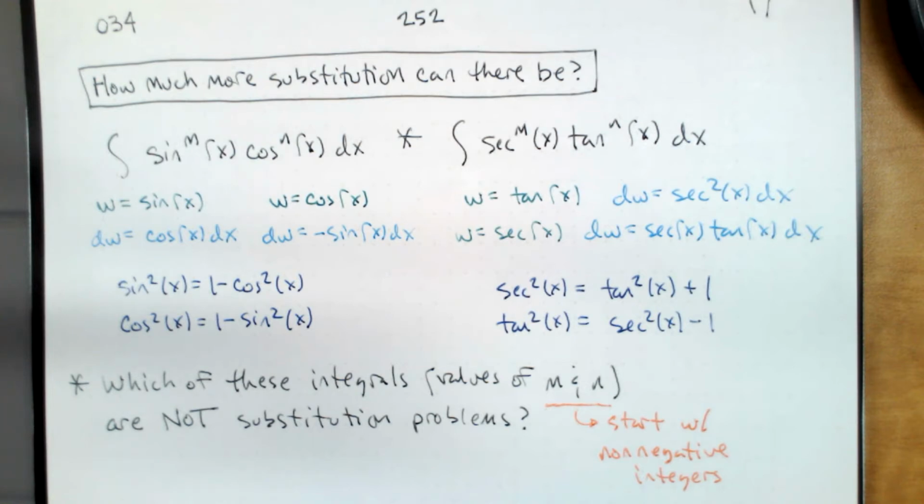I haven't really done a lot of problems with secants and tangents, so that's where the question is. Which of these integrals, the values of m and n, are not substitution problems? Maybe I'll post up a discussion in Canvas. Now, one way to go about that, included in this question, is also the alternate question, which ones are substitutions?